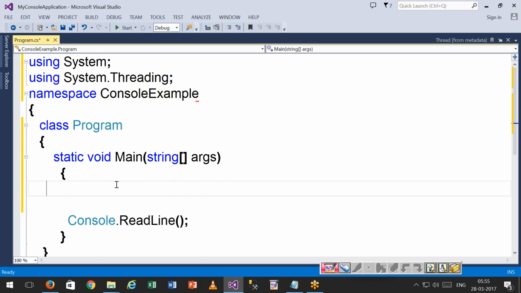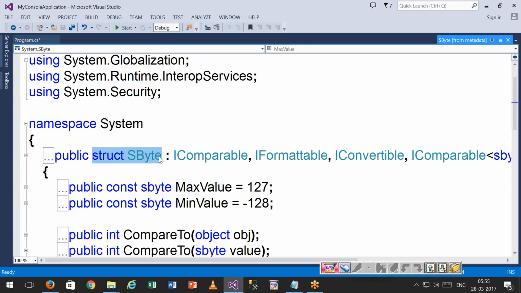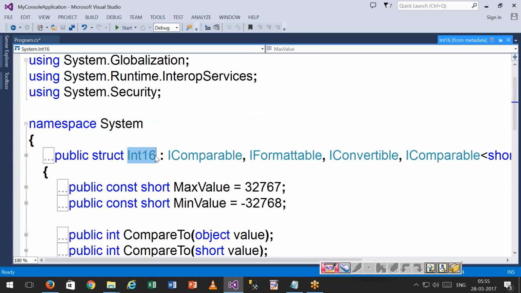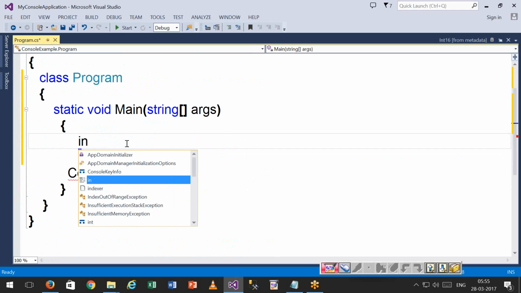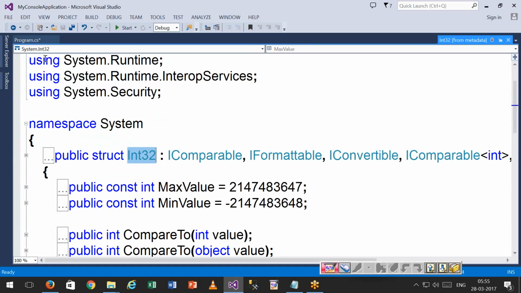For example, SByte is defined by Microsoft as a predefined structure. If you want to know, keep the cursor here and press F12. It will open the predefined code defined by Microsoft as a predefined structure within a base class library called System. Similarly, short is a predefined structure, Int16. Next, int is a predefined structure, Int32.